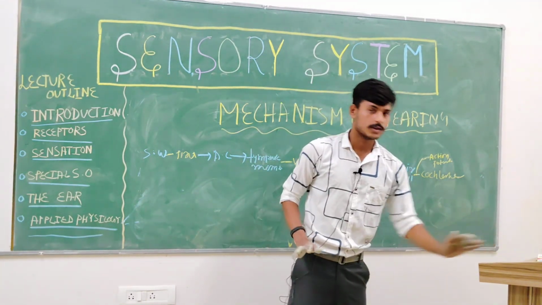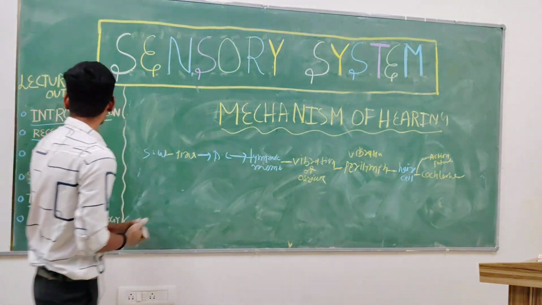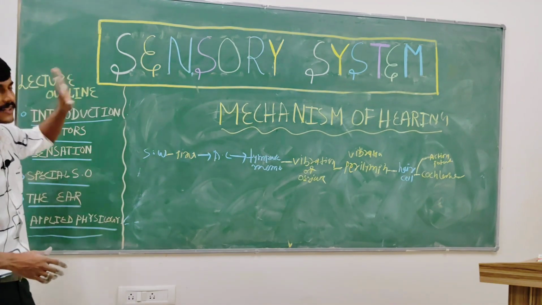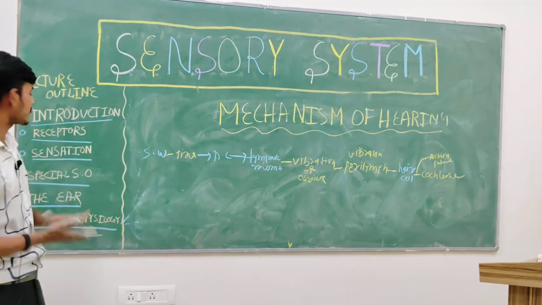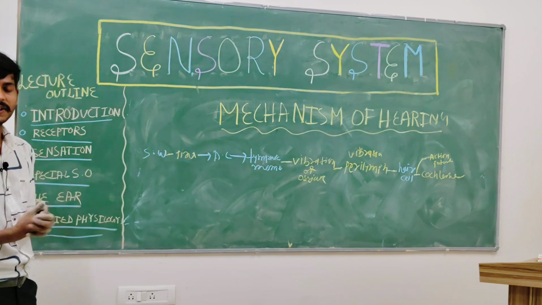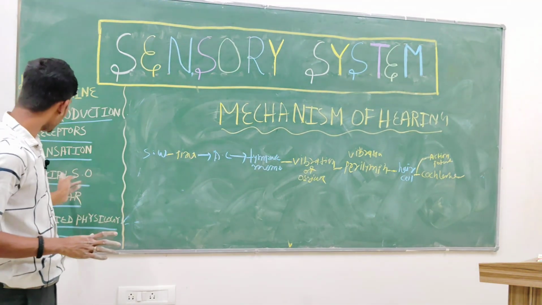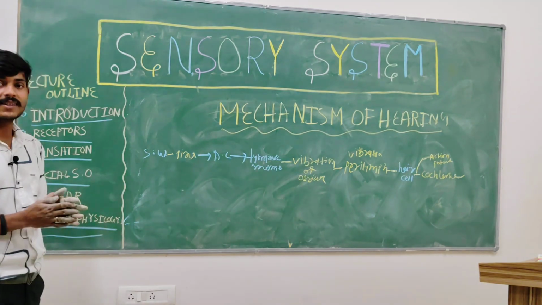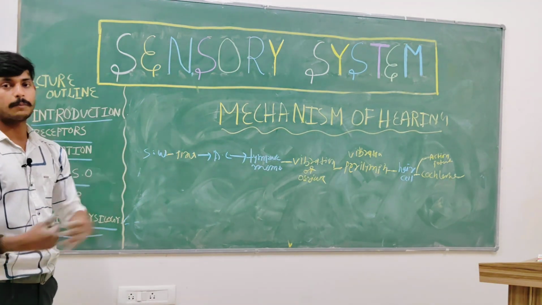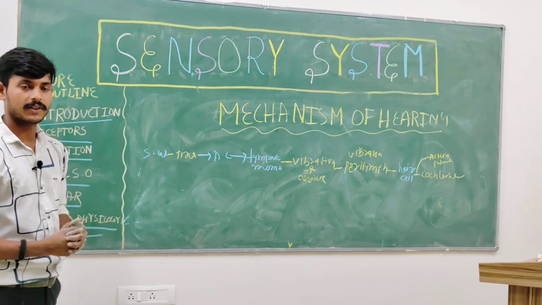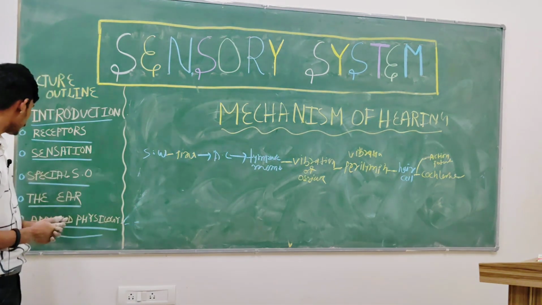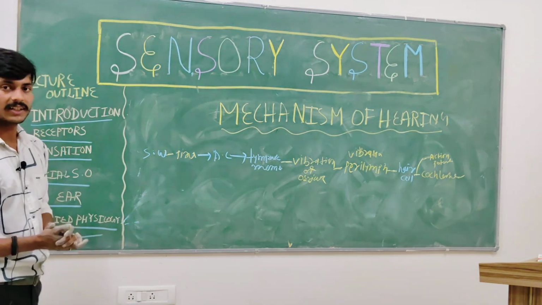Understanding? So let's conclude today's class. We discussed the sensory system, then the receptors, different types of receptors. Then we studied sensation. We defined special sensation organs as compared with the generalized sensory organs. Then we defined the ear in detail and its applied physiology.